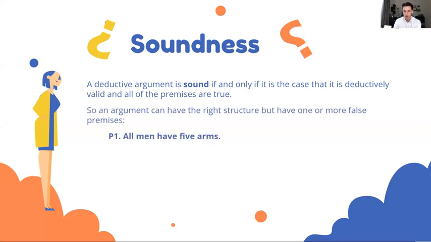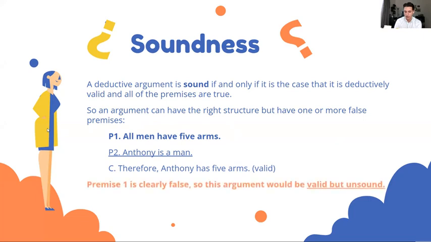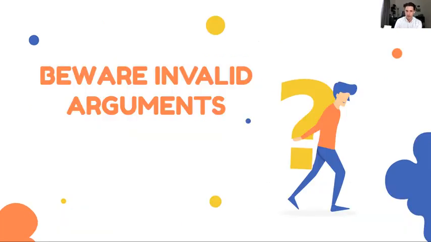So here's an example. All men have 5 arms. Anthony is a man. Therefore, Anthony has 5 arms. Now, obviously, I don't have 5 arms, and premise 1 is false, but this is a valid argument. It has the right structure, right? Because this is all A's or B's. Here's an A, so it must be a B. That's the right kind of structure. But clearly, premise 1 is false, right? But it's still valid. So the argument is valid, but unsound. So that's a really important distinction. It's in the book. Please let me know if you need further help with the concepts of validity and soundness.